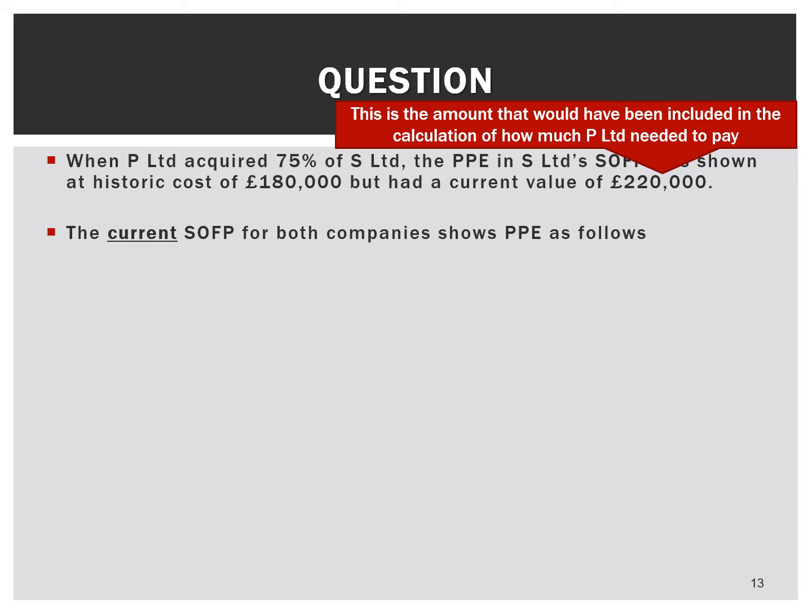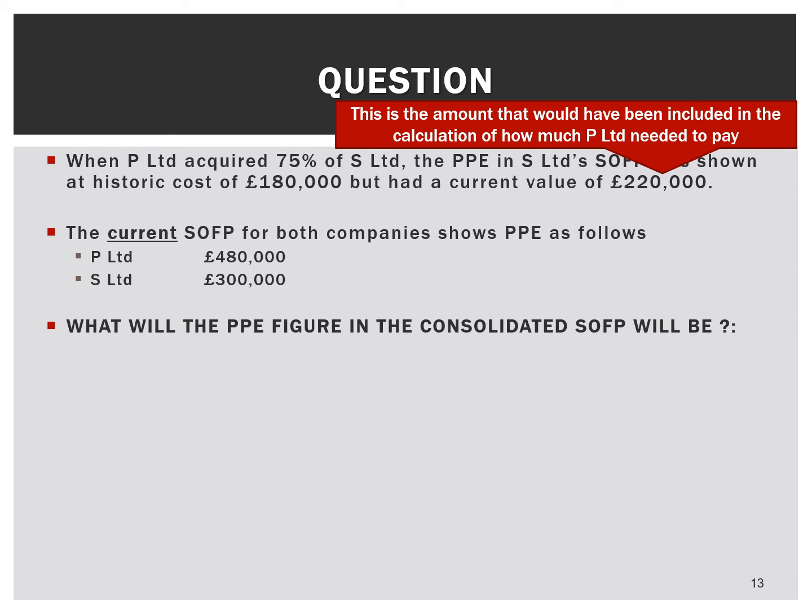Now, at the moment, at the year end, in the individual company balance sheets, P Limited is showing property, plant and equipment of £480,000 and S Limited is showing property, plant and equipment at £300,000. Now, just pause the presentation for a moment, have a look at those figures and see if you can work out quickly what the property, plant and equipment figure in the consolidated statement of financial position will be based on those figures.